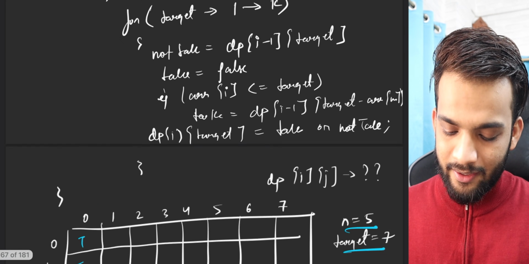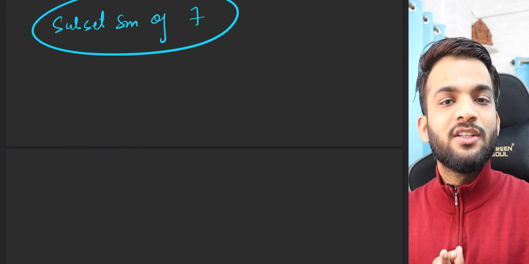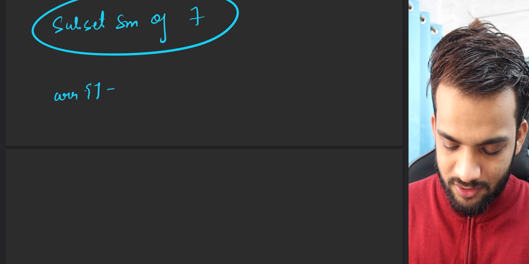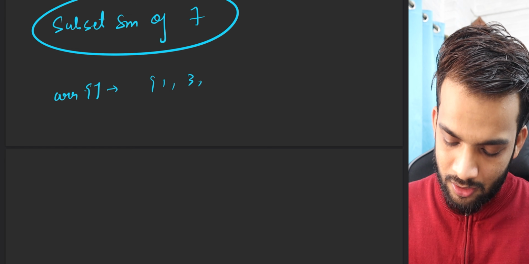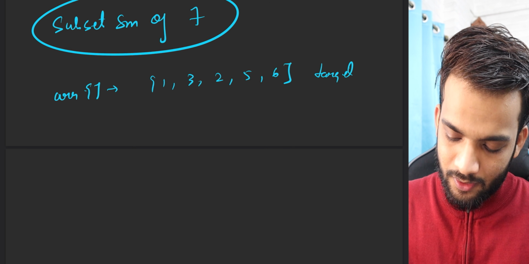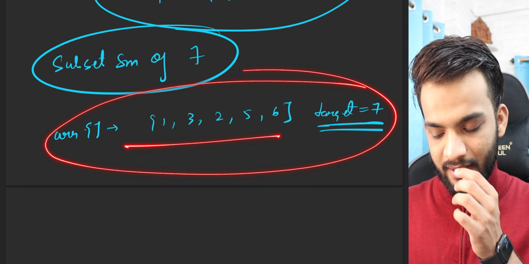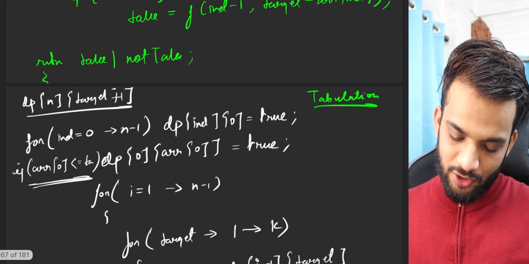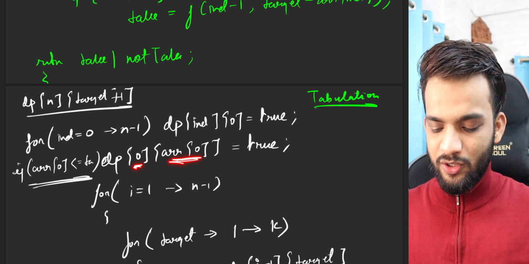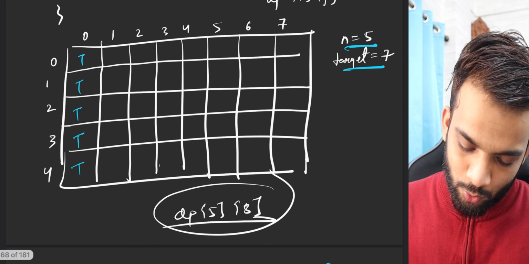Now let's assume the array is of 5 elements: 1, 3, 2, 5 and 6, and the target is 7. What is the first tabulation that you wrote? This is done. And the next thing you're writing is dp of 0, array of 0 is equal to true. What is array of 0 over here? It is 1. So you placed a true over here.